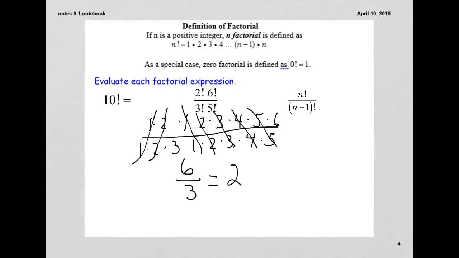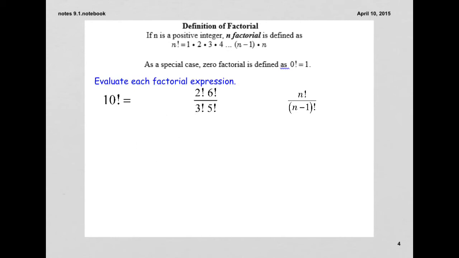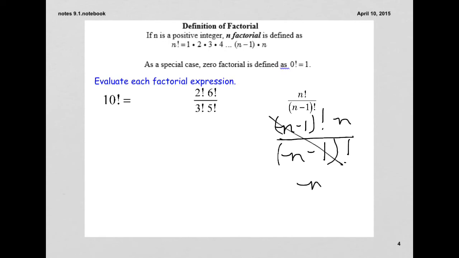Now let's look at the next one, because it doesn't have any number values. We have to figure out what it is with n. If we remember the definition up there, n factorial is really n minus 1 factorial times n, over n minus 1 factorial. The n minus 1 factorials divide out, leaving me with an answer of just n.